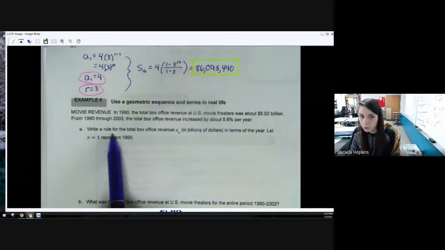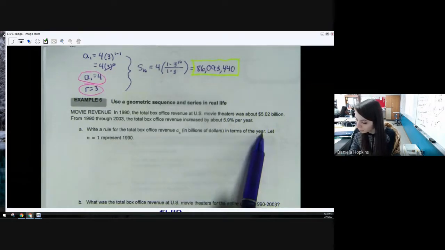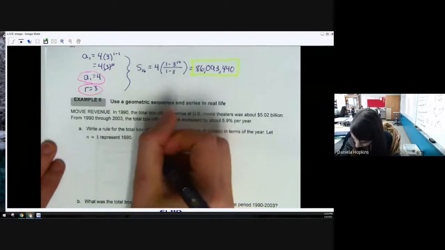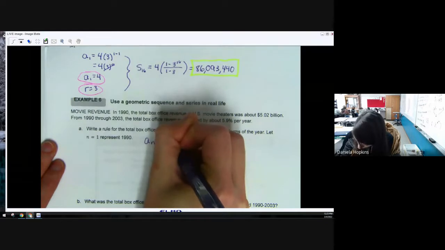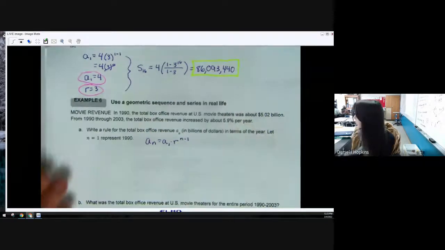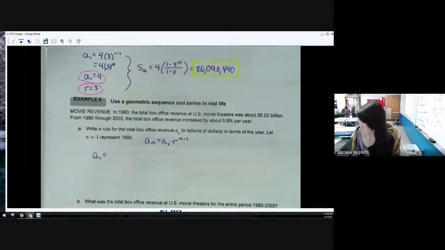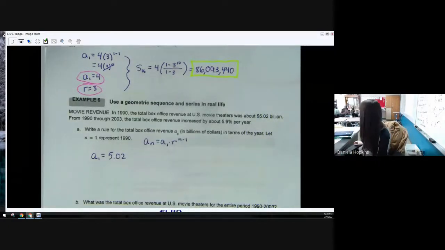So part A wants us to write a rule for the total box office revenue A sub n, in billions of dollars, in terms of the year. We're going to let n equals 1 represent 1990. Remember our general formula here is A sub n equals A1 times R to the n minus 1. That was the formula we saw yesterday. So I need my A1 and I need my R. Does anyone know what my first term in this sequence is? Yeah, it's that 5.02 billion technically, but we're just going to do 5.02, because that's my initial revenue that I made in that first year.